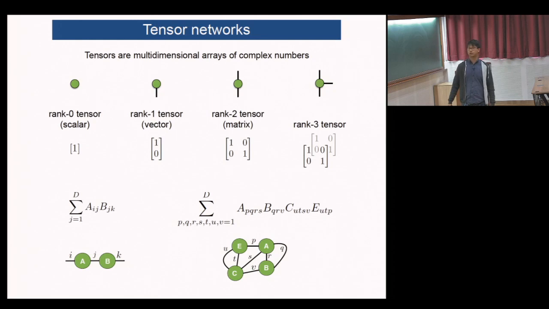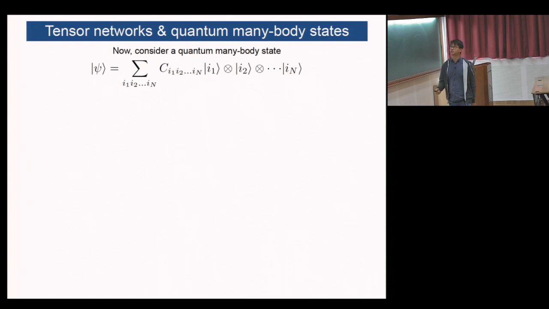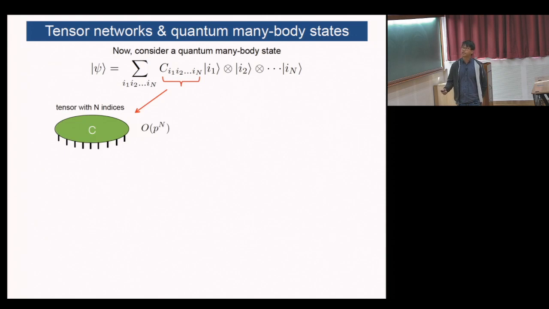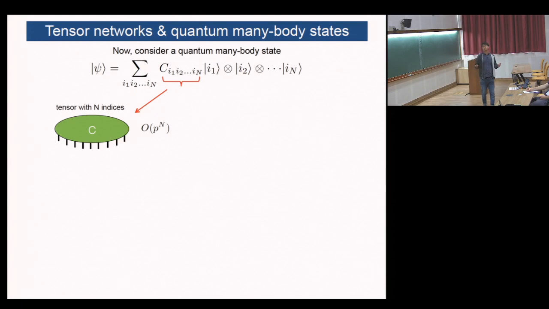Now, if I think about a quantum many-body system, I can write any quantum many-body state as the superposition of the product states of all the different configurations, right? So if I have a qubit, in order to represent a qubit, I need two complex numbers, right? If I have two qubits, I need four complex numbers, and so on. So if I have a system consisting of n two-level particles, I'm going to need to store these complex numbers. And this is a tensor with n indices. The number of complex numbers stored in this big tensor is of the order of p to the power n, right? So it scales exponentially with the number of particles. This is why the quantum many-body system is such a hard problem.